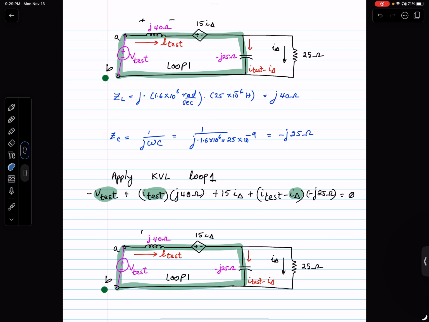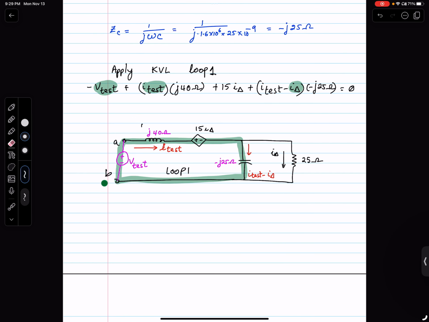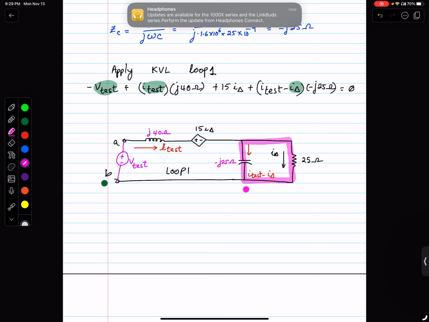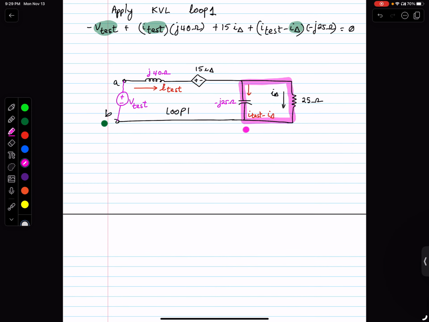Okay, let's see. I'm going to erase this now. Now I'm going to apply KVL around the outside loop. Start at the bottom left. We are using the right hand loop. Around the right hand loop, apply KVL around loop 2. So this is loop number 2. Right? Start at the bottom left.